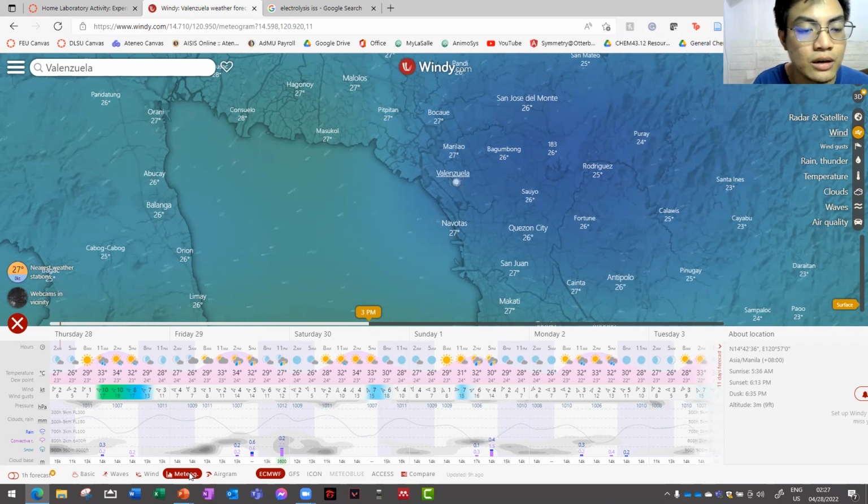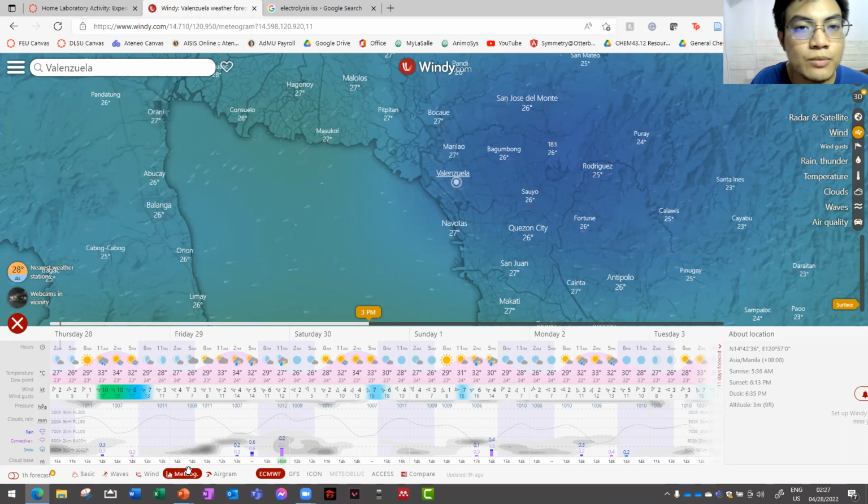meteorological data. So you have to select this, and as you can see here in the pressure, you have hectopascals, and these are your pressure. You have to take note of the time you did the experiment. So I did this around 12 midnight, and the air pressure by that time was 1011 hectopascals.